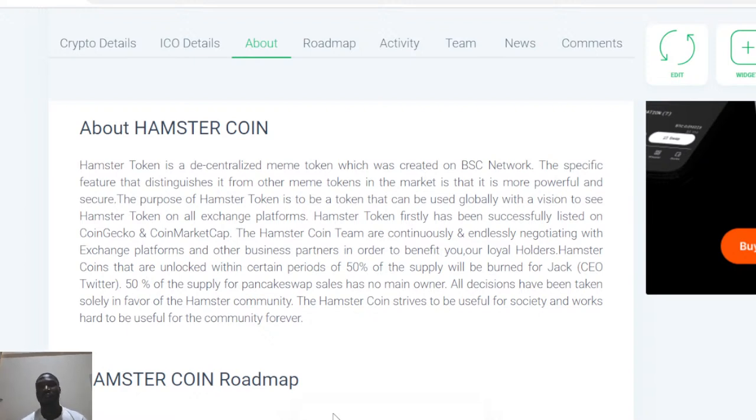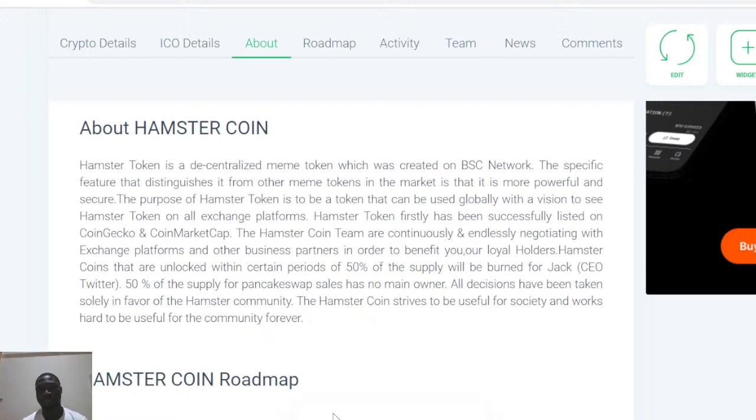Now, why is it unlike other meme tokens? One of the specific features that distinguishes it from other meme tokens is that it has more power, and it's more secure when looking at it from a business perspective. So it's more secure when looking at the token or trying to go about investing in it. A project like this is more secure, and people can look at it to invest in it. It's a project I'm looking at or thinking of investing in, because one of the important points is that it's powerful, unlike the other ones that we have there, and it's secure.